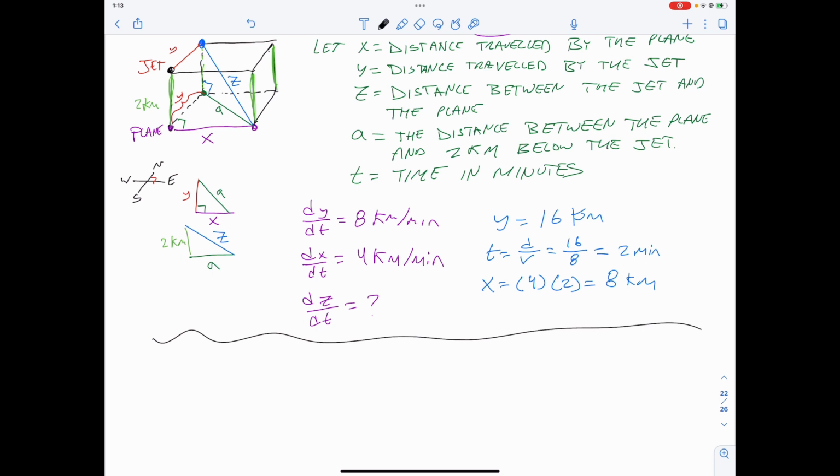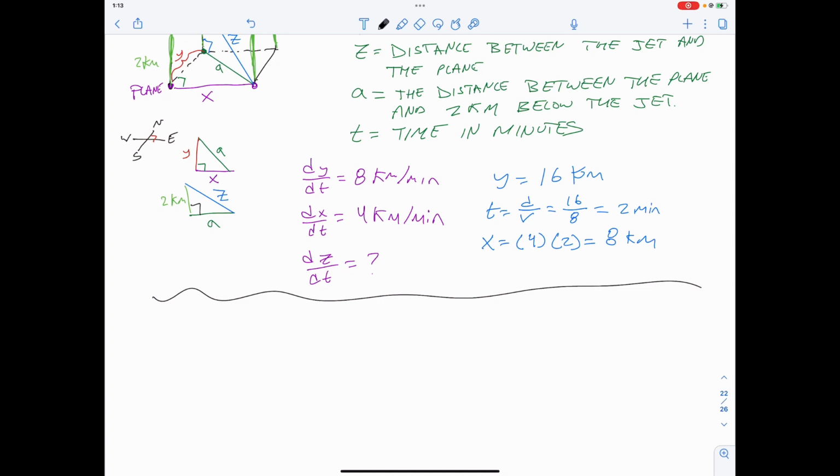All right, so we're just going to be using, because it's all right angle triangles, a form of our Pythagorean theorem. We have two right angle triangles. We have that triangle X, Y, and A, and we have the triangle A, Z, and 2.